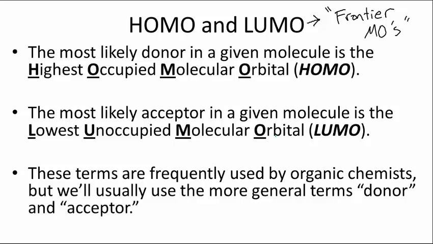I usually stick with the terms donor and acceptor because in some reactions, the donor may not be the actual highest energy one in the molecule in your MO diagram. But you'll definitely see sources that just refer to HOMO and LUMO all the time. We'll usually talk about donor and acceptor, because there can also be multiple donors and multiple acceptors in a reaction, whereas there can only be one highest occupied molecular orbital or one lowest unoccupied.